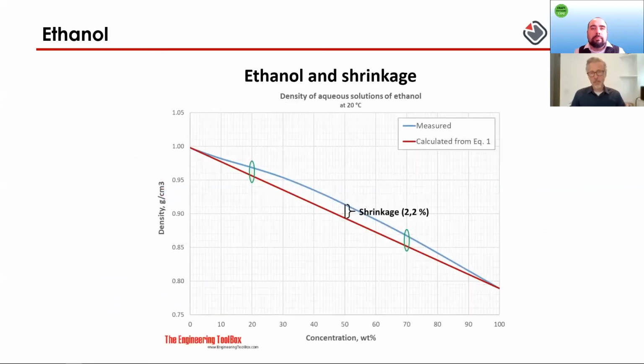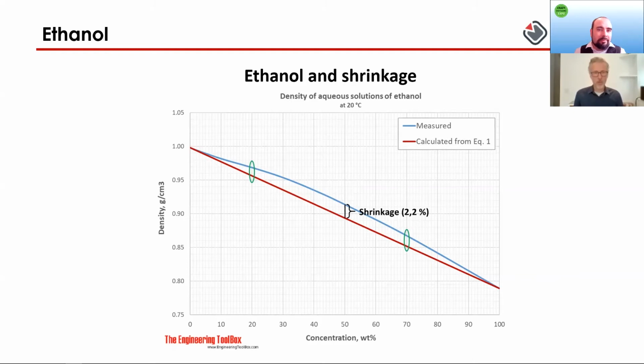This graph gives you a nice illustration of what happens. The shrinkage is most at 50%, but it's also quite significant between 20 and 70% ABV. And this is exactly where we as distillers are going to operate. So it's quite important to have an understanding of this, and also to be able to estimate what volumes you're going to end up with when you start mixing different alcohols at different strengths.